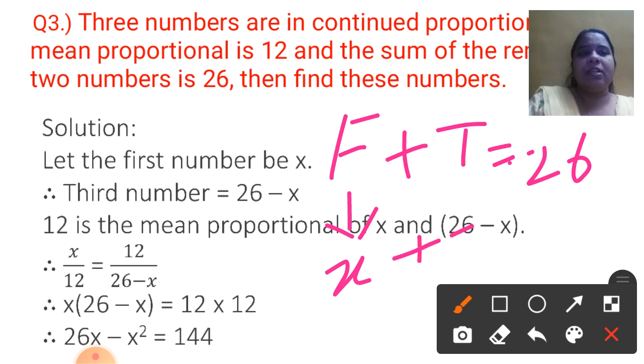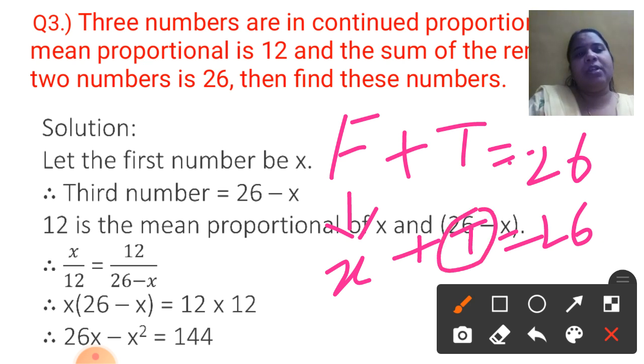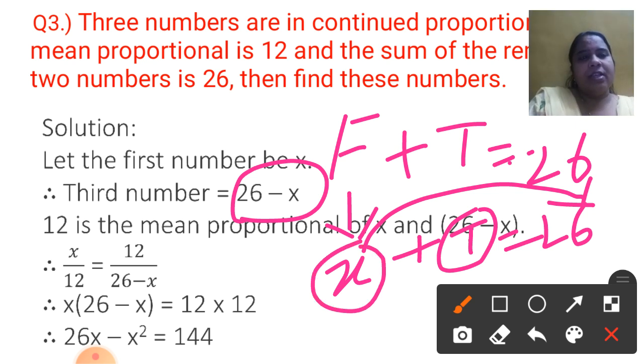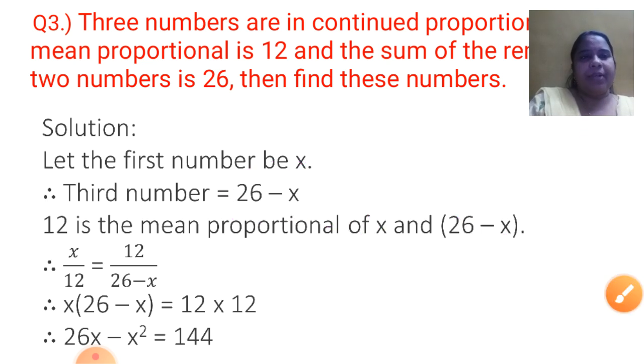x plus the third number is equal to 26, right? So what should be the third number from here? x will go this side and it will get subtracted: 26 minus x. I hope you understood now how we got this. The sum of first and third is 26, the first is assumed as x, so the third number automatically, x will go this side and get subtracted.